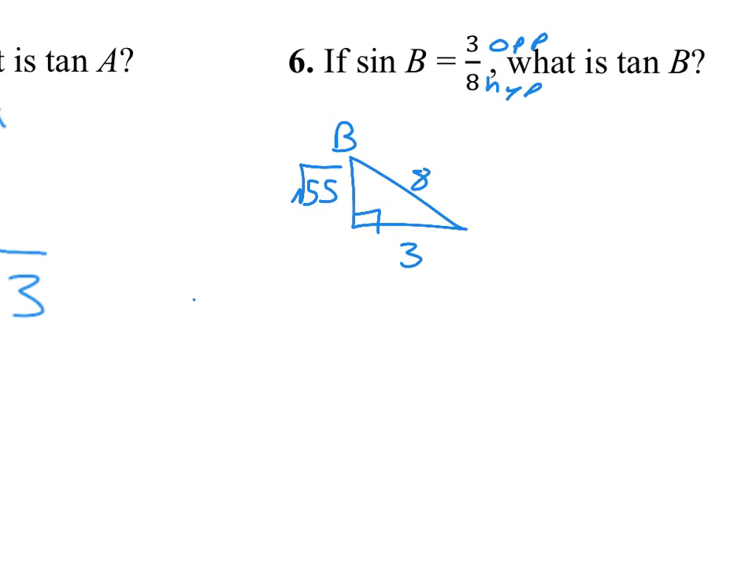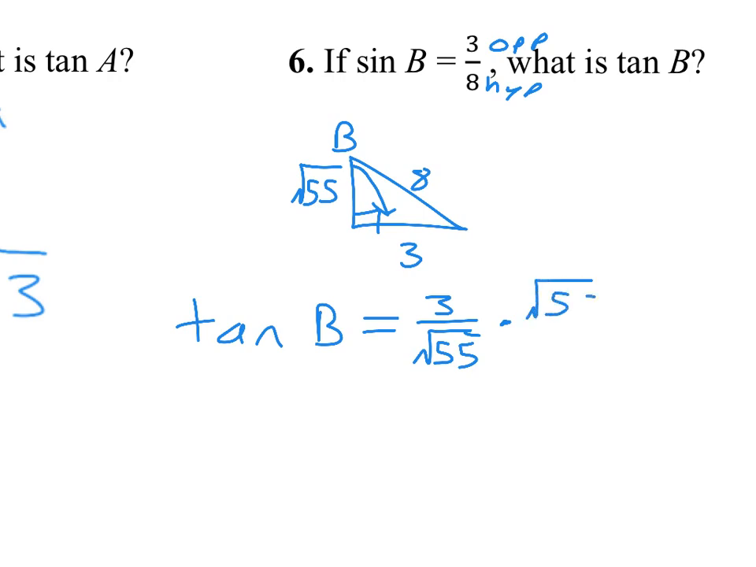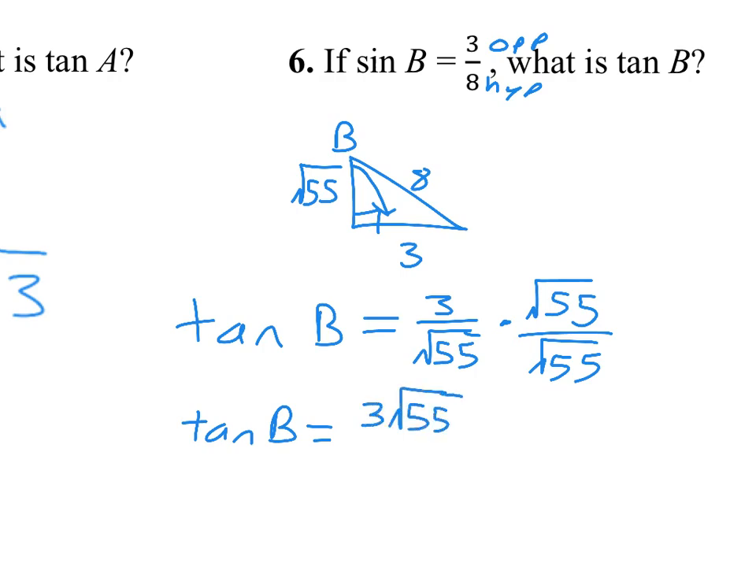Right, we want tangent of B. So from angle B, you want to do opposite over adjacent. Opposite, we have 3. Adjacent, we have radical 55. Multiply, because you're not allowed to leave a radical on the bottom. So tangent B equals 3 radical 55 over 55.